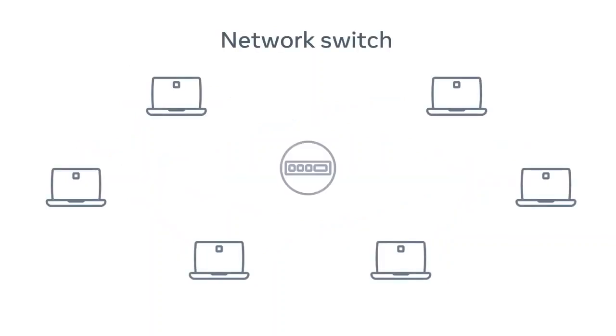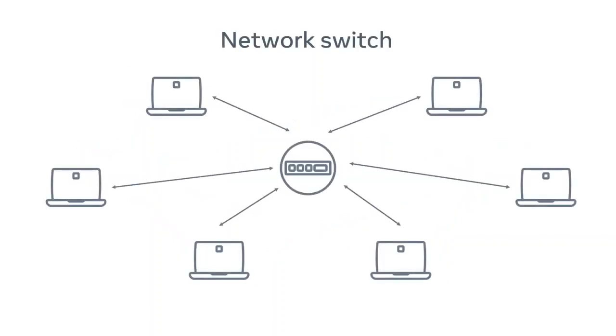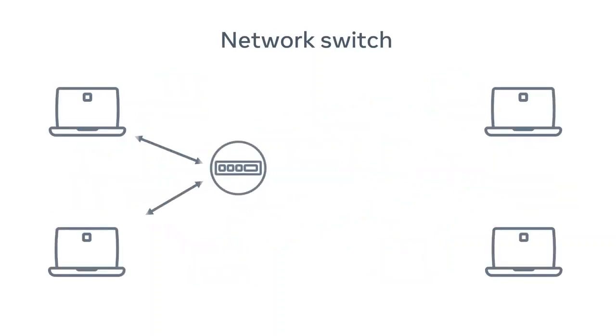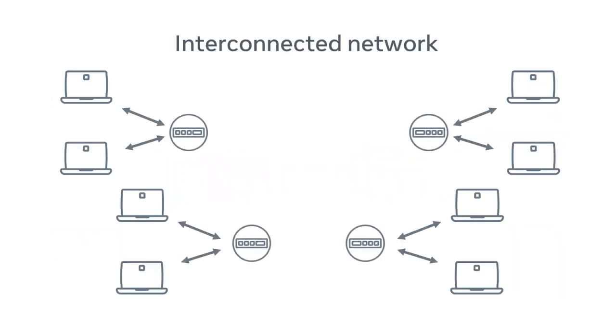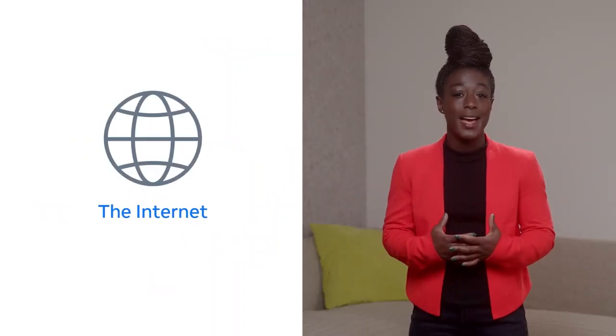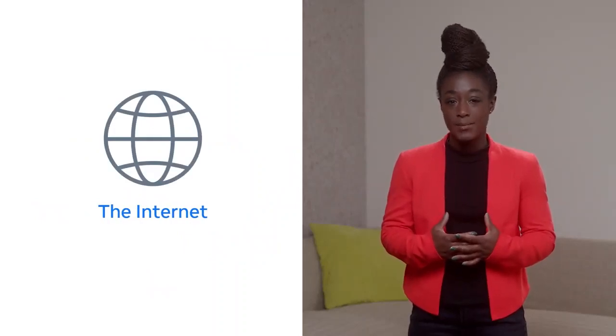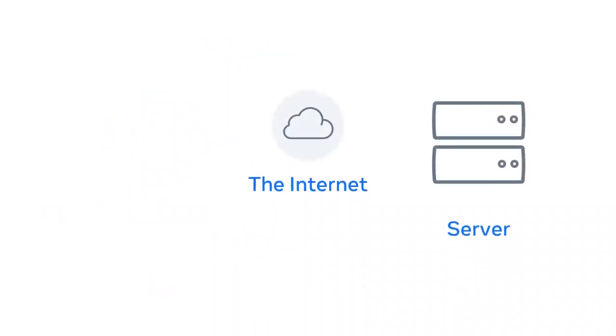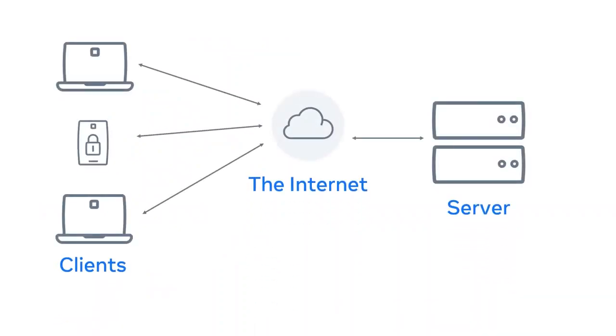This problem is solved by something called a network switch that connects multiple devices and allows them to communicate with each other. The network switch can connect to other network switches, and now two networks can connect. These network switches then connect to more network switches until you have something called an interconnected network. This interconnected network has another name that you might be familiar with. It's called the internet.